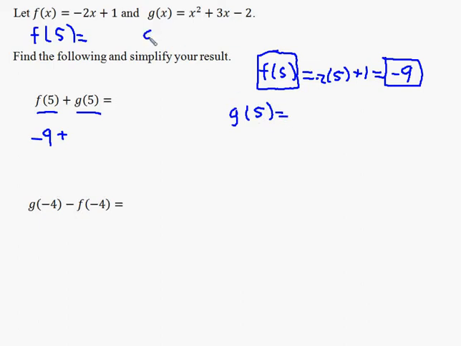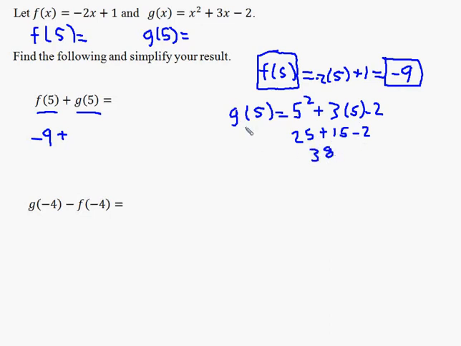G of 5 is done in the same way, except g is given by a different function rule. So when I go to do g of 5, I'm still replacing x with 5, but it's simply a different equation. So when I plug it in, I get 5 squared. Then I'll get plus 3 times 5, and then don't forget that there's a subtract 2 in the equation. So that's 3 times 5, and then subtract 2. Let me simplify this. 5 squared means 5 times 5, which is 25. 3 times 5 is 15. Don't forget to subtract 2. If you do this correctly, 25 and 15 is 40. 40 subtract 2 is 38.